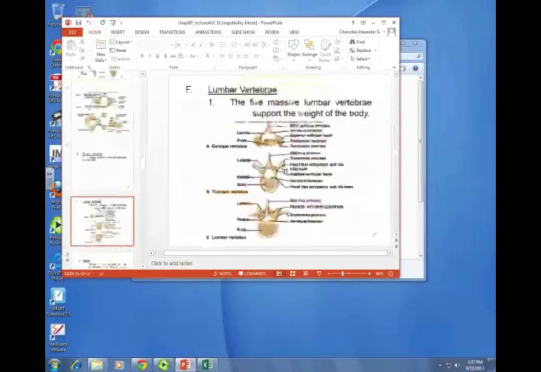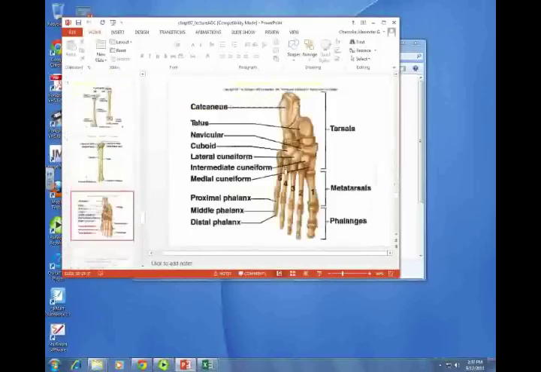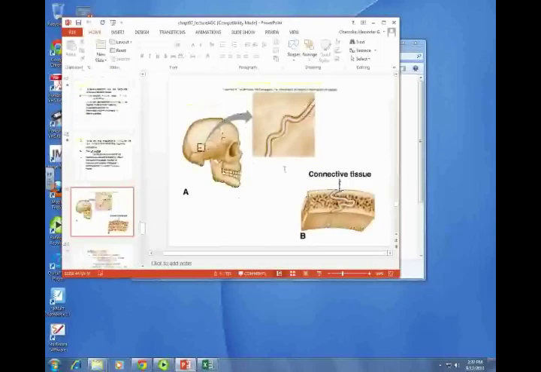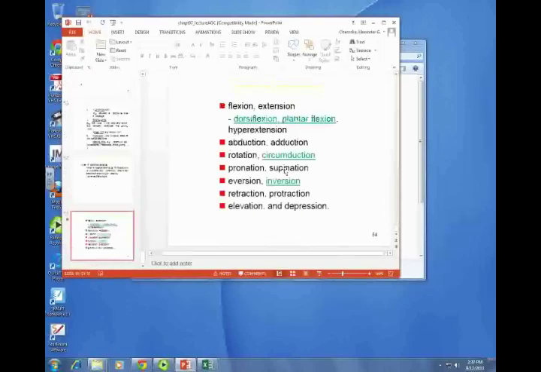And then at the end, that one had to do with different types of joints, also with different types of movements that can occur at those joints, right, and using the right terminology to describe that. Okay?